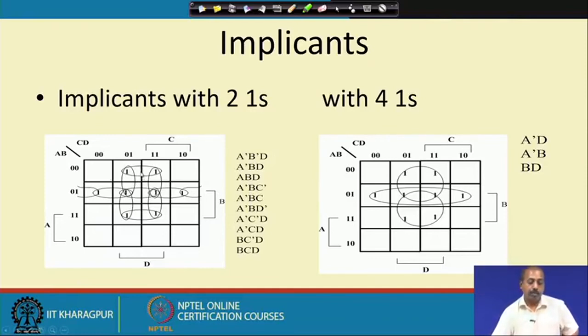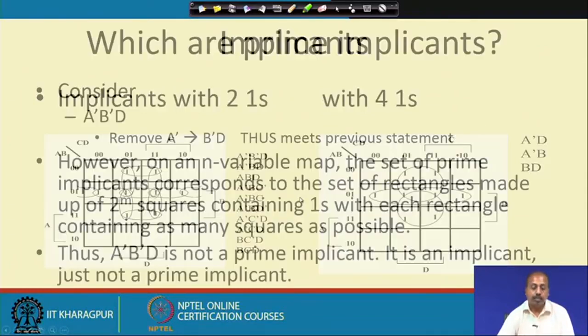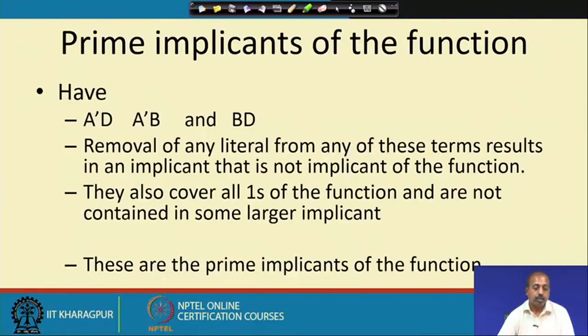But this A bar B bar D is contained in this A bar D, in this rectangle. A bar B bar D is an implicant, but not a prime implicant, but A bar D is a prime implicant. So, this A bar D, A bar B and B D are prime implicants, because removal of any literal from any of these terms results in an implicant that is not an implicant of the function, and they cover all ones of the function and are not contained in some larger implicant. Okay.